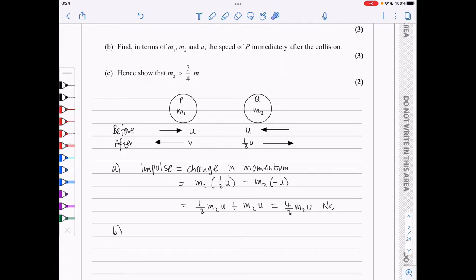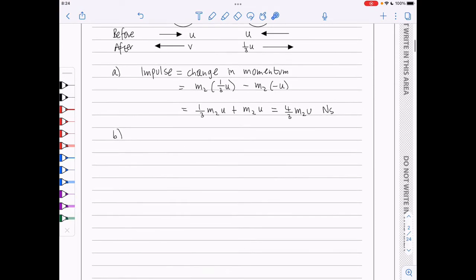In B, we need to find, in terms of m1, m2, and u, the speed of P immediately after the collision. So I'm going to be considering conservation of momentum, whereby the total momentum before is equal to the total momentum after the collision, and therefore this means that m1u plus m2 times negative u, this is the momentum before, is equal to m1 times negative v plus m2 times a third u.